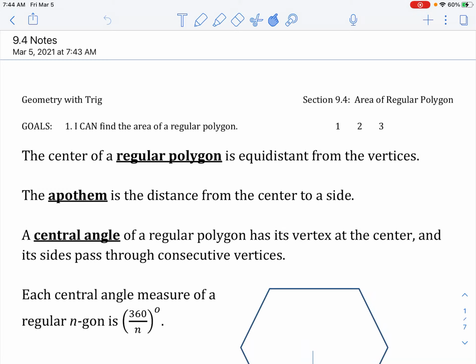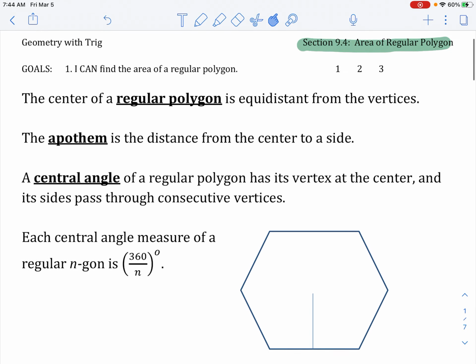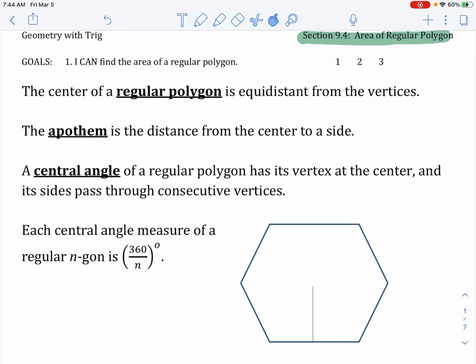All right, today we're going to go ahead and get into section 9.4. In section 9.4, we're going to look for area of regular polygons. A regular polygon is just a figure where all sides are equal. A polygon is some type of shape. It could be 3 sides, 4 sides, 5 sides, 6 sides, 7 sides, etc. But regular means that all sides are equal.